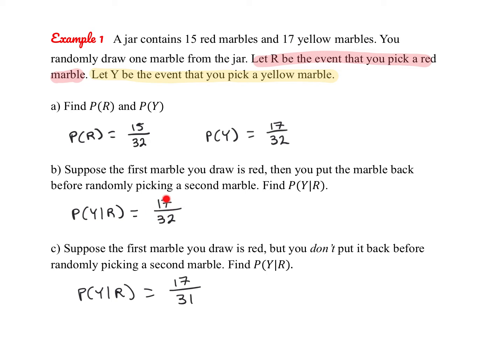Part B represents what we call an independent event, because what we did on the first pick had no effect on the second pick. So those two events are independent. But if you look at part C, what we did on the first pick did affect the second pick, because it affected our denominator. So we would not call these events independent. Today we're talking about independent events.